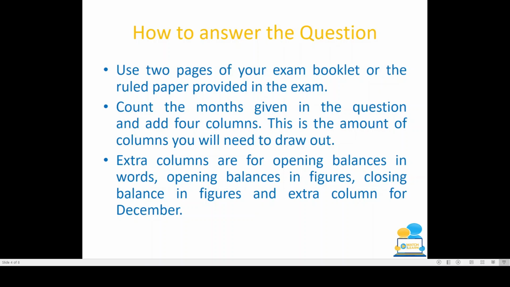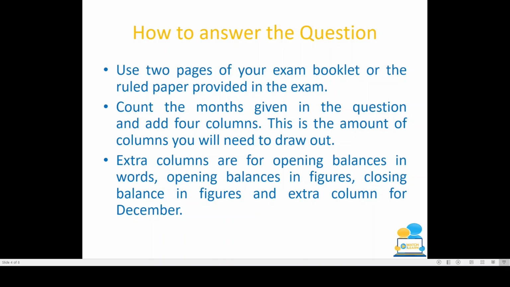Count the months given in the question and add 4 columns. So however many months of changes you're given in the question, if it's a 100 marker, it could be like 10 months, or if it's a 60 marker, maybe 6 months. So count these months and then add 4 columns. This is the amount of columns you will need to draw out.